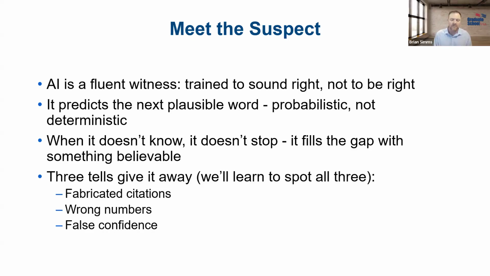And again, we'll dig a lot more into these over our time together. But to kind of cluster these: fabricated citations, which you may have seen yourself, and just flat out wrong numbers. We'll talk more about that today. And false confidence, which is actually maybe the most transparent and most commonly encountered of these.